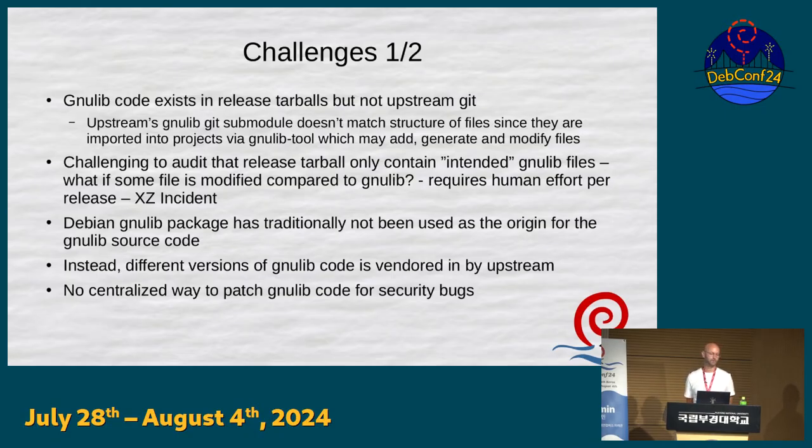So there has been a gnulib package in Debian for a long time, but it's normally not used to build source packages. Rather, the upstream tarball is used with the vendored gnulib code. And this is something I'd like to see if we can change or improve somehow. Especially considering if there is a security bug in gnulib code. Patching all these packages for the gnulib code will be quite challenging, because it may be different versions of gnulib used for each package.